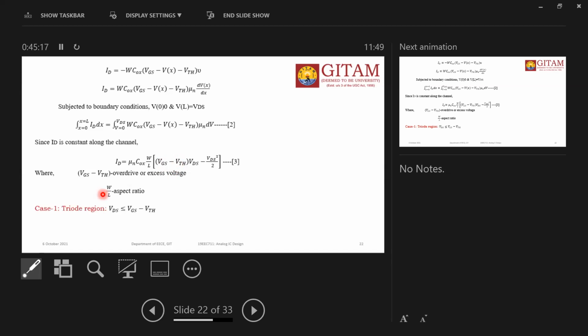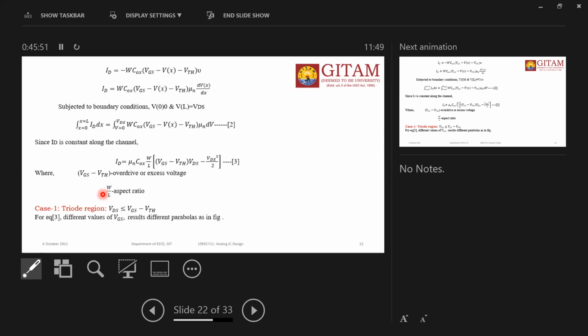So this is case 1, the triode region. What is the condition for the triode region? VDS is less than or equal to VGS minus VTH. The VDS value should be less than the difference. Suppose this difference is 2 volts, VDS may be 1 volt. That is called the triode region. Of course, VGS is greater than VTH; that is the default.